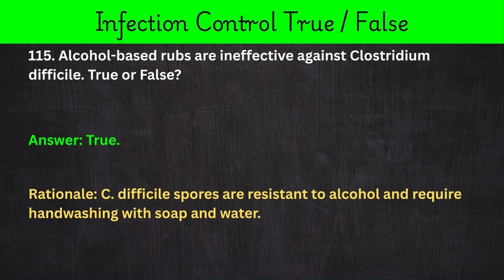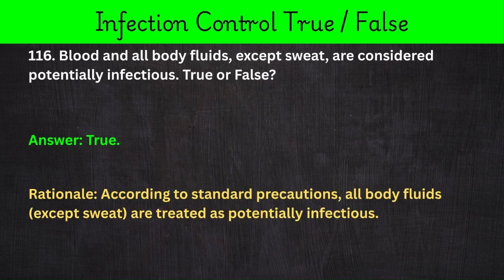True or false? Answer: true. Rationale: C. difficile spores are resistant to alcohol and require handwashing with soap and water. 116. Blood and all body fluids, except sweat, are considered potentially infectious.